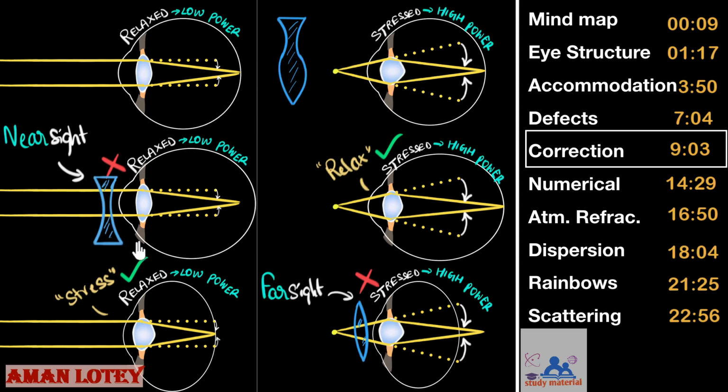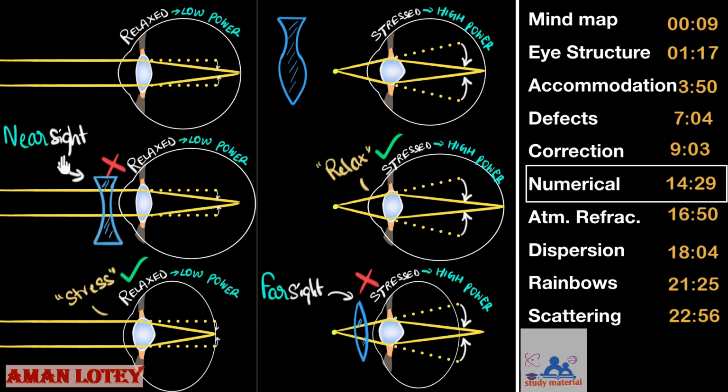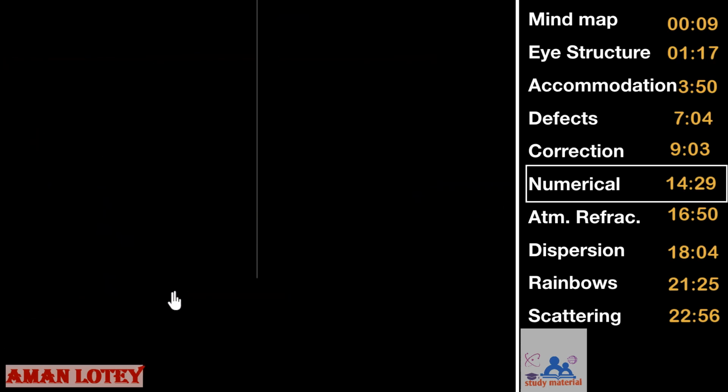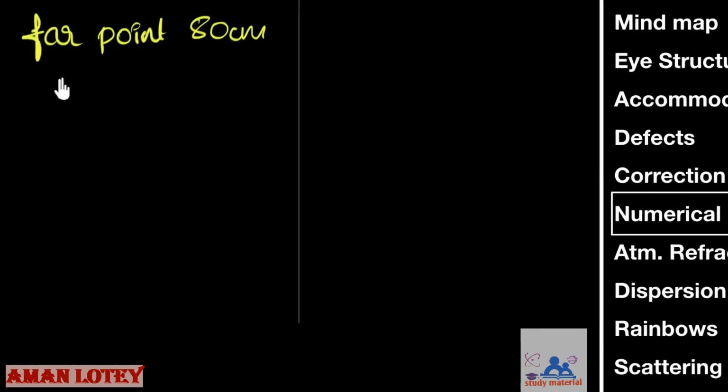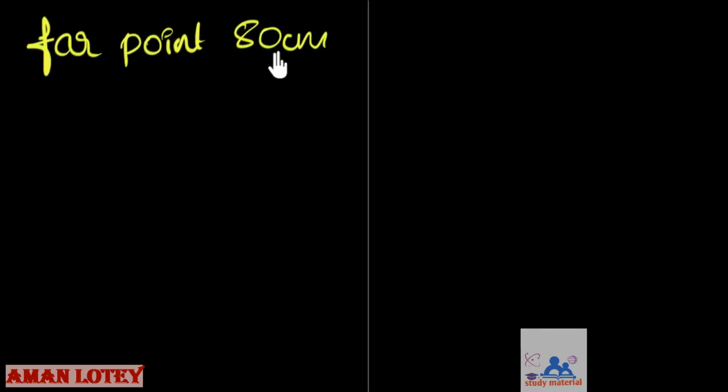Okay, now that we have corrected the defects, the next question could be, what should be the power of the lens that we should recommend for our patients? And that now brings us to the numericals of this chapter. Numericals are usually on the correction of nearsightedness and farsightedness. So for example, let's say the question says the far point of a person is 80 centimeter. Find the nature and the power of the lens required to correct it. This is actually your NCERT problem. How do we solve this?